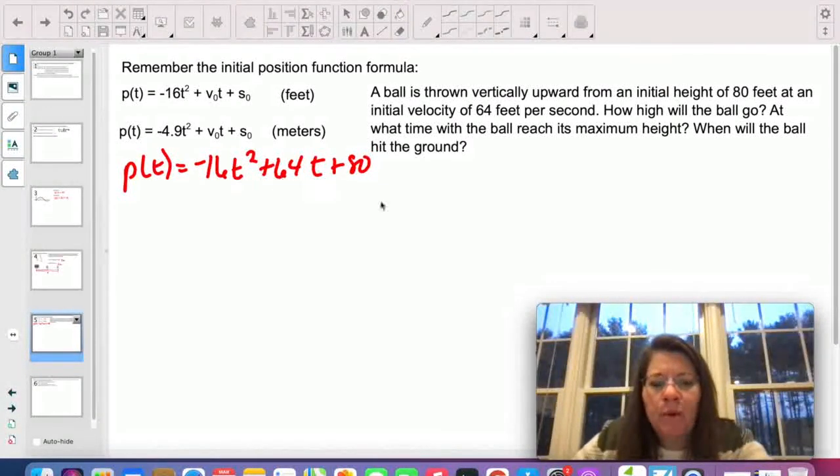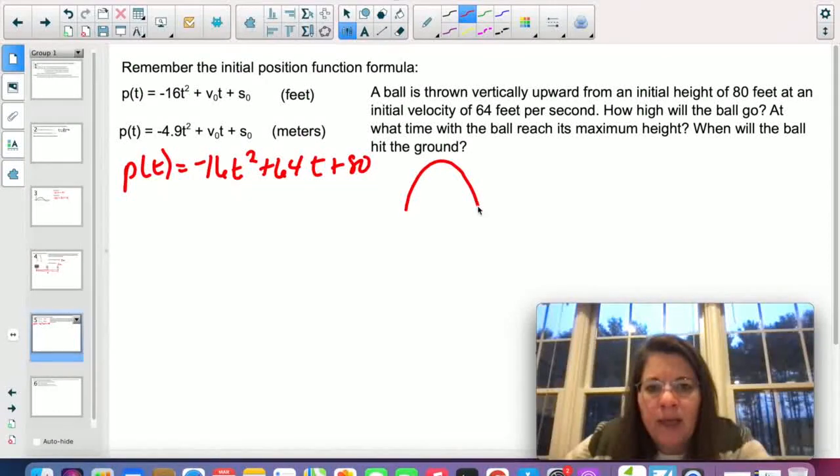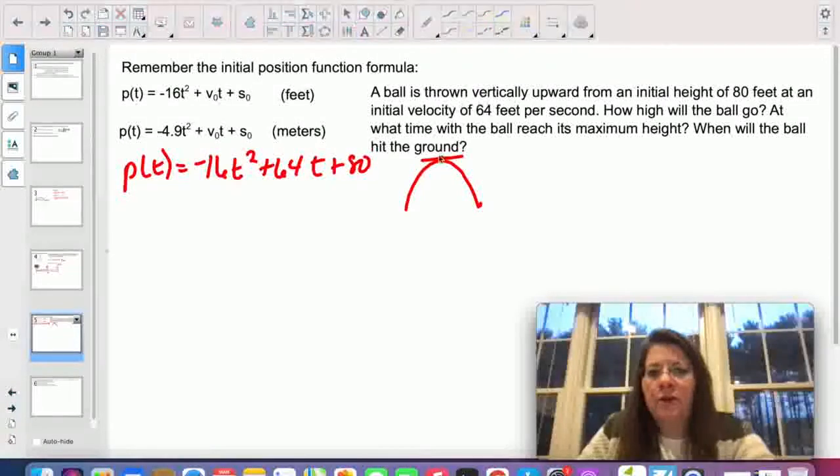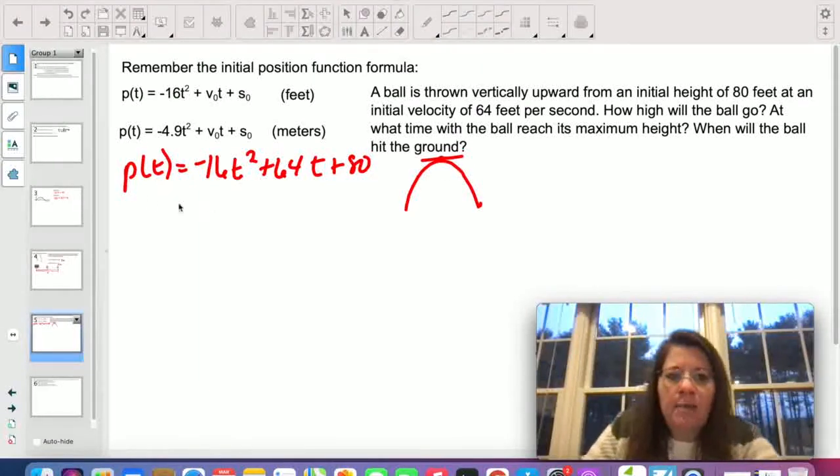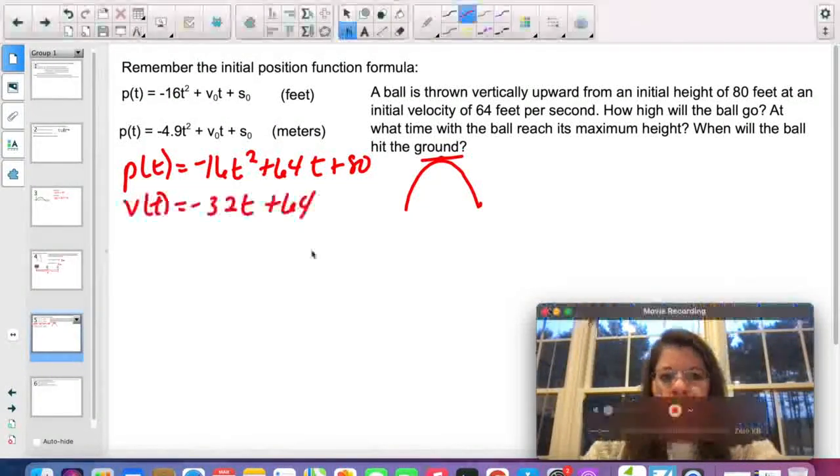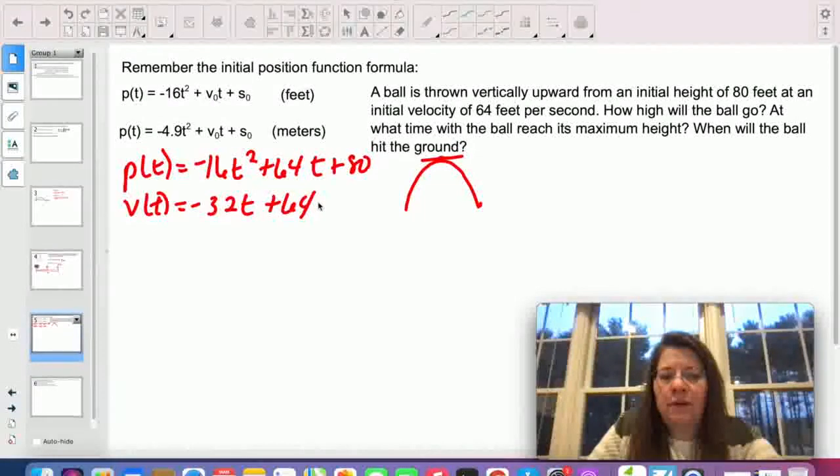Now, if you think about what this function would look like, wouldn't its graph be a parabola that's facing down, something like this? And at whatever time it is that we have a horizontal tangent line, that's where this function is reaching its maximum height. Well, if we're trying to figure that out, isn't that where the velocity function will be equal to 0? So if we think back to the velocity function, if we set that velocity function equal to 0, we'll be able to figure out at what time this happens.